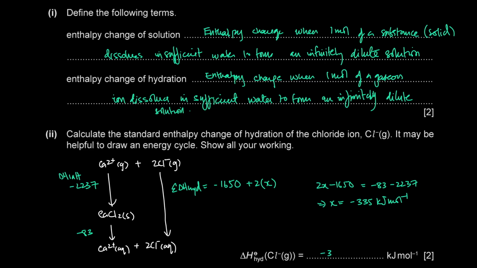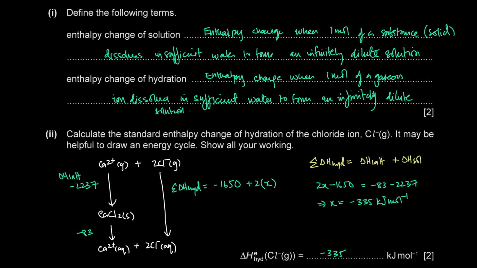Okay, negative 335. So before I move on, I also want to mention that we can use the following expression to calculate the enthalpy change of hydration. The sum of the enthalpy changes of hydration is equal to the lattice enthalpy plus the enthalpy change of solution. If you remember this expression, you can also use it to calculate the enthalpy change of hydration, if lattice enthalpy and enthalpy change of solution are given to you. Or if, for example, you're given lattice enthalpy and enthalpy change of hydration, you can find the enthalpy change of solution. You can find any one of these values as long as the other values are given to you.